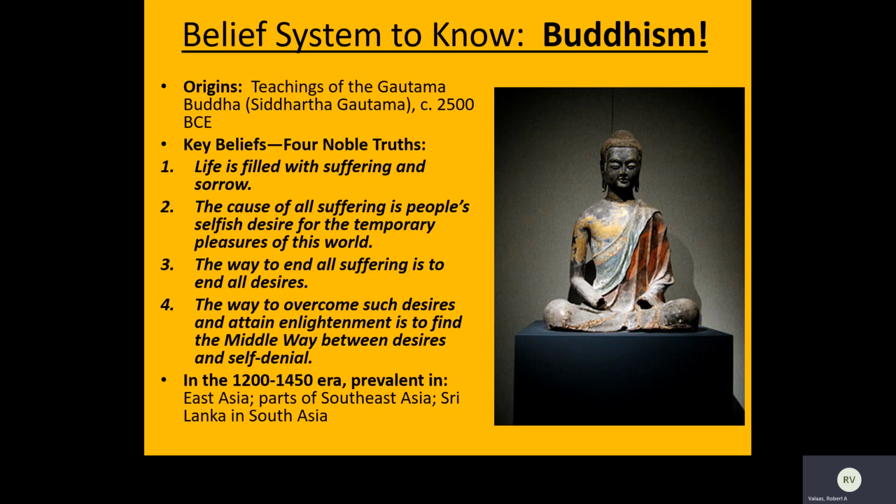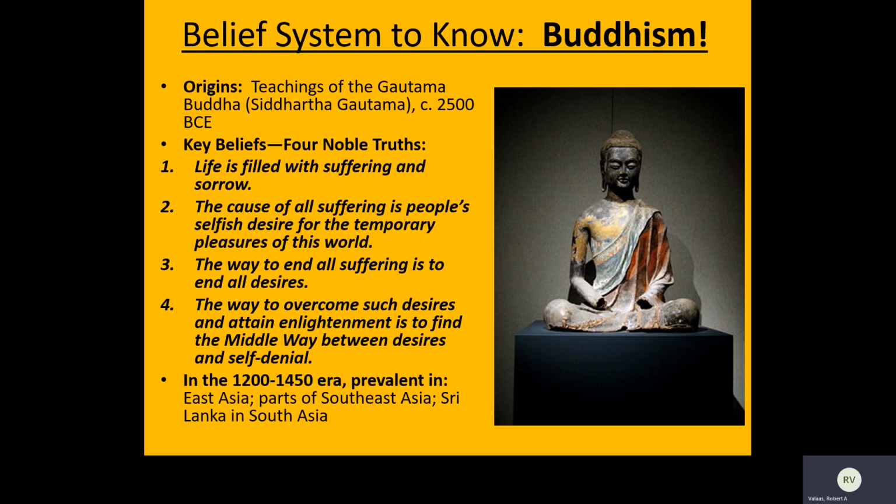First, that life is filled with suffering and sorrow, which we all know. Second, though, that the cause of all suffering is people's selfish desire for the temporary pleasures of this world. Maybe it only causes me suffering not to be able to go see you all at school because I desire to see you all at school. The way to end all suffering is to end all desire. So perhaps if I can stop desiring to see you all at school, this COVID-19 lockdown won't bother me anymore.